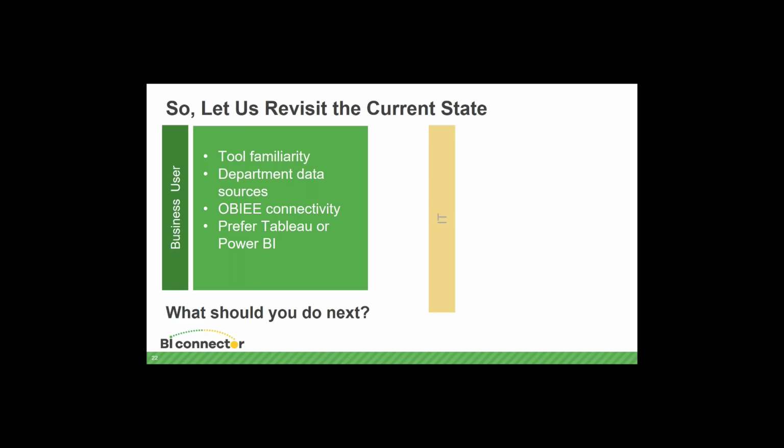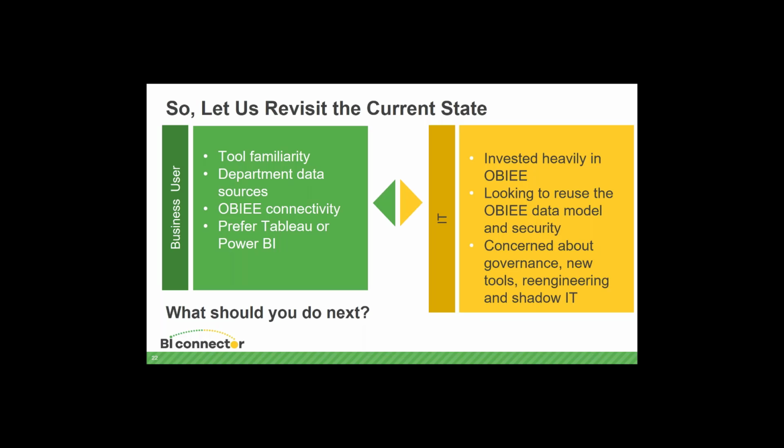Now, if you're coming from an IT perspective, you've invested heavily in OBIEE in the past to support the business. You're looking to reuse the OBIEE data model and security. And you're also concerned about governance. You're concerned about bringing new tools into the organization, about re-engineering what it would take to move the data into the new tools, and also whether the business users would go rogue and start their own shadow IT tools. So given this, what should you do next?